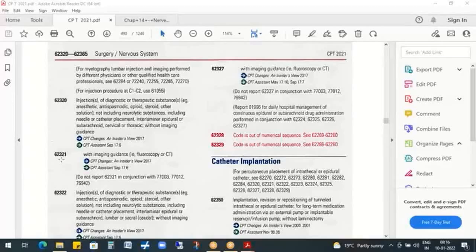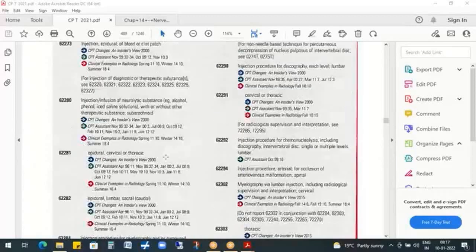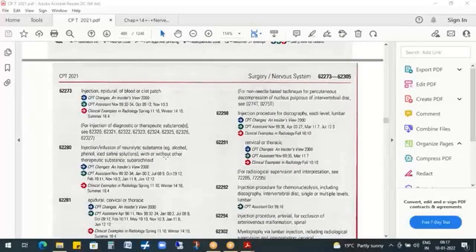Yes, sir. 62323. It is for lumbar or sacrum. Mark those two codes. Next, 62290. That is discography. As you know, between two intervertebral segments, what is present? Intervertebral disc is present. Between two segments, one disc is present. 62290, 62291, discogram.